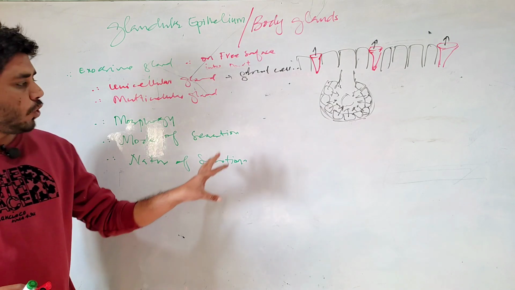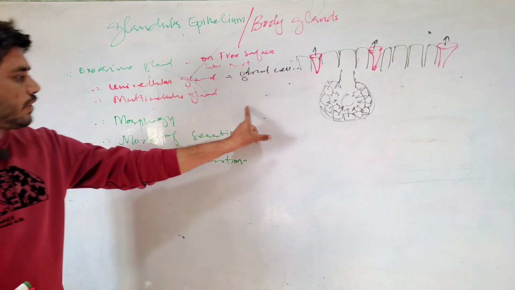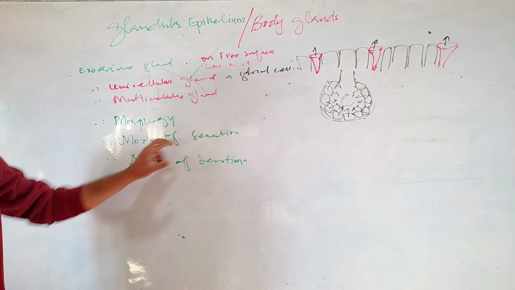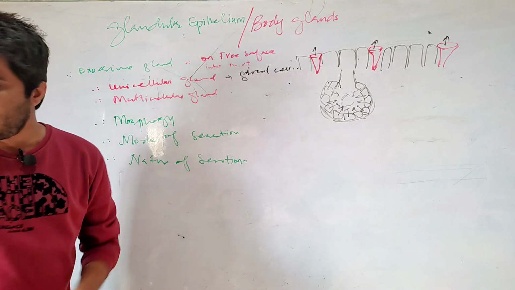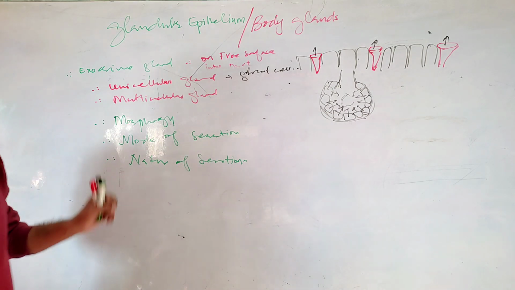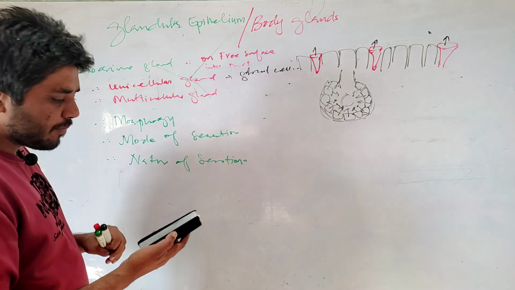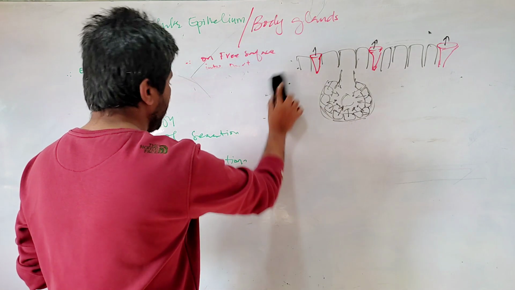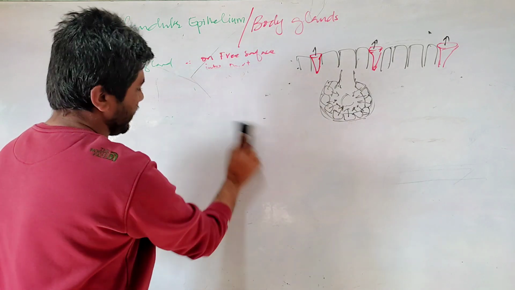That's clear. So all the exocrine glands can be divided in three ways: morphology, mode of secretion, and nature of secretion. Let's first look into the morphology. Although morphology is not much important, it's better we first understand morphology, then we will understand mode of secretion and nature of secretion.